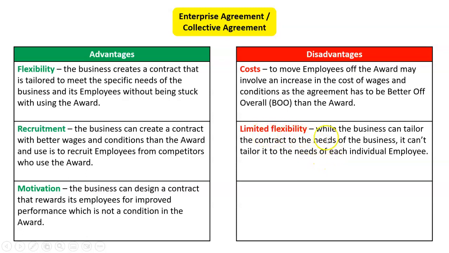Two, it is limited flexibility. So while we can tailor this contract to the needs of the business, we can't tailor it to the needs of each individual employee. Take David Jones, for example. It's got many different departments, and within those departments are quite different. Let's say you worked in the clothing department versus the makeup counter. They're very different jobs. Yet, if I've got an enterprise agreement, all those workers are going to get the exact same conditions. So it's kind of limited.